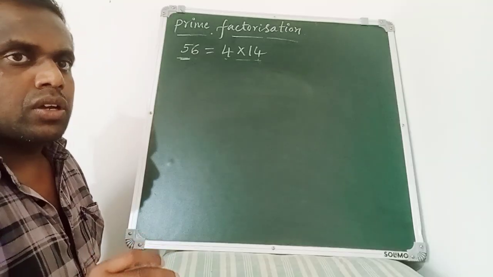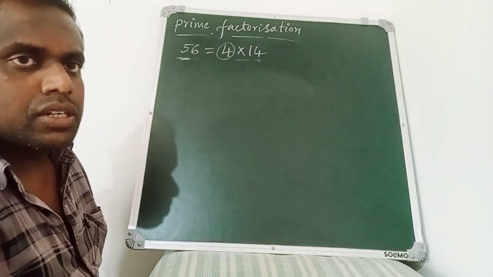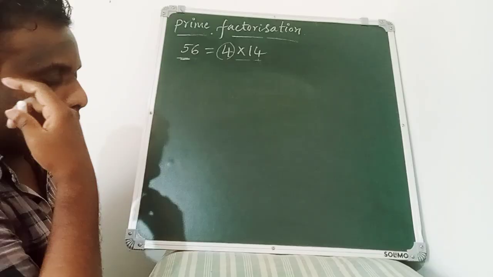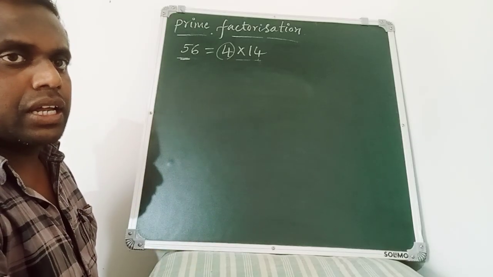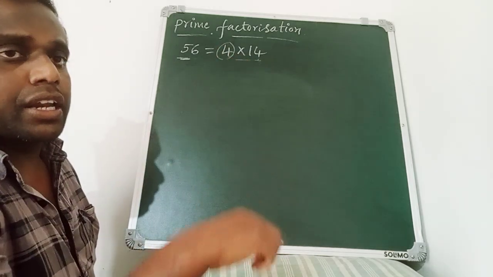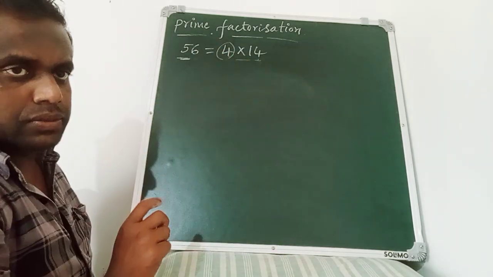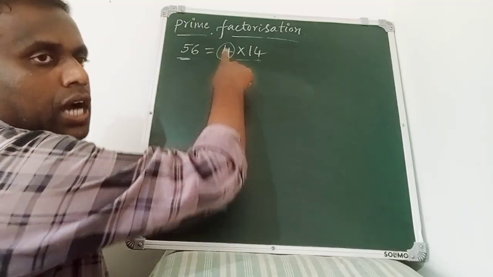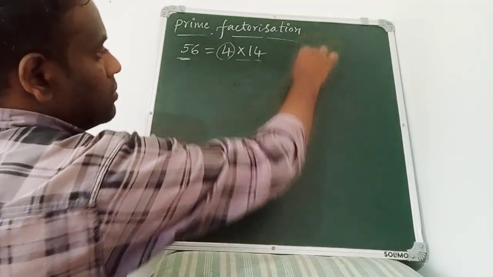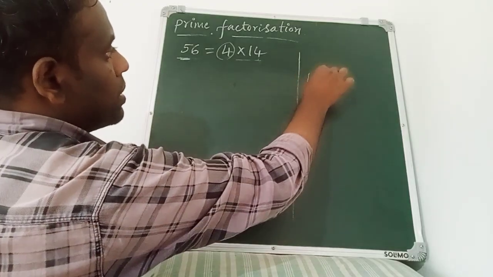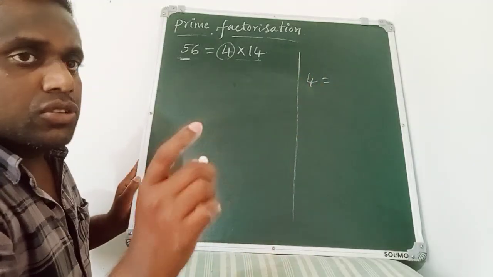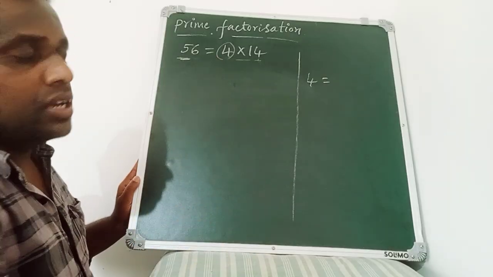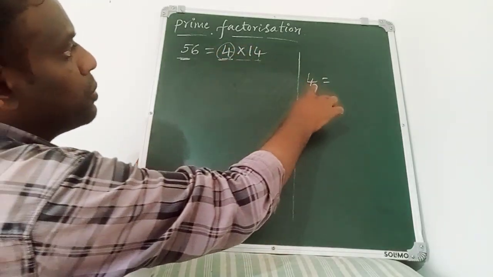Next, consider the first number. Check whether this is a prime number or composite number. 4 is a composite number, because it can be divided by not only 1 and this number 4, it can also be divided by 2. So that's why it is a composite number. See, only if it is a composite number, you have to take that separately. Here I will take 4 separately. For example, if it was a prime number, that time you should not do anything. You just need to keep that as it is. Since this is a composite number, you have to take this separately here.